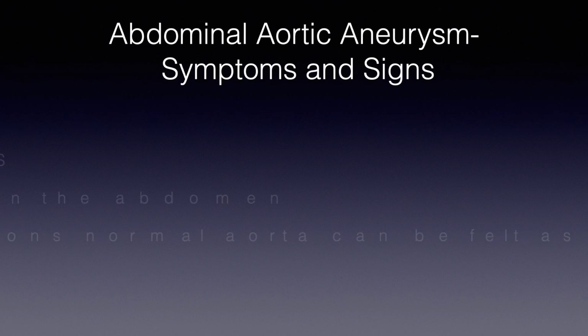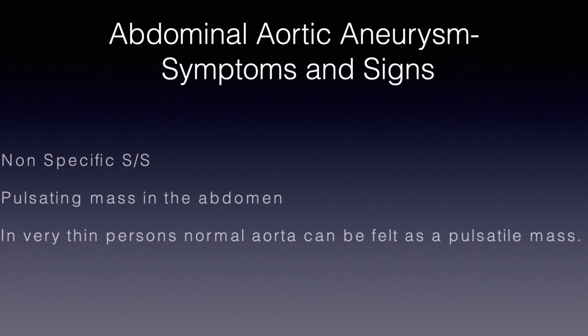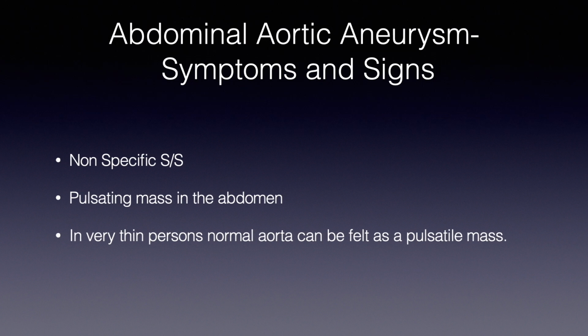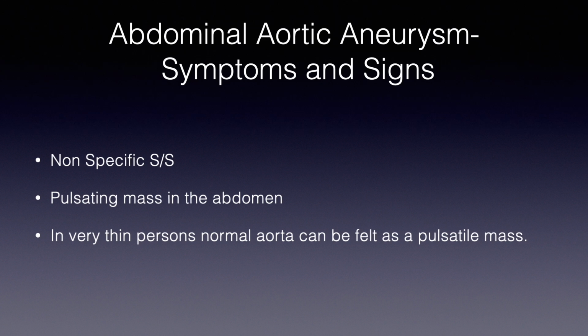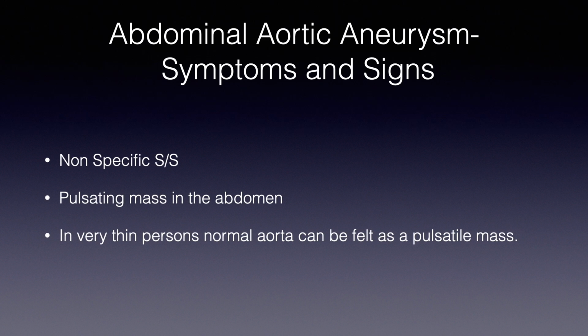The signs and symptoms associated with abdominal aortic aneurysm are mainly non-specific, although there can be a pulsating mass in the abdomen. It must be remembered that in very thin persons, a normal aorta can feel like a pulsatile mass.